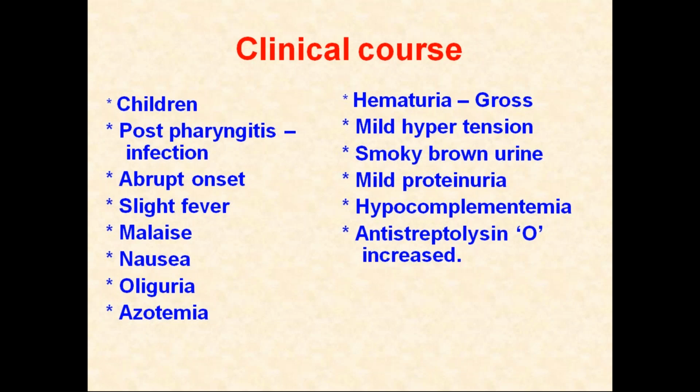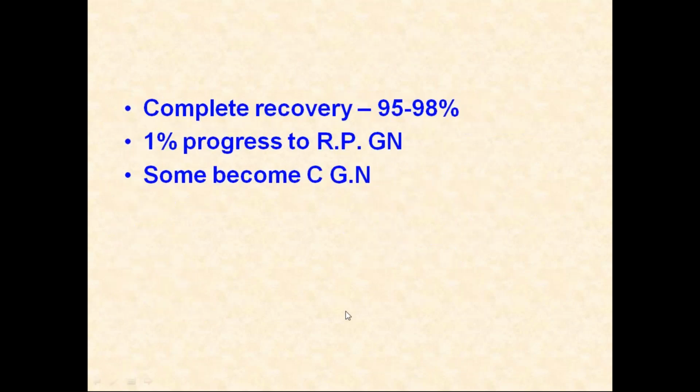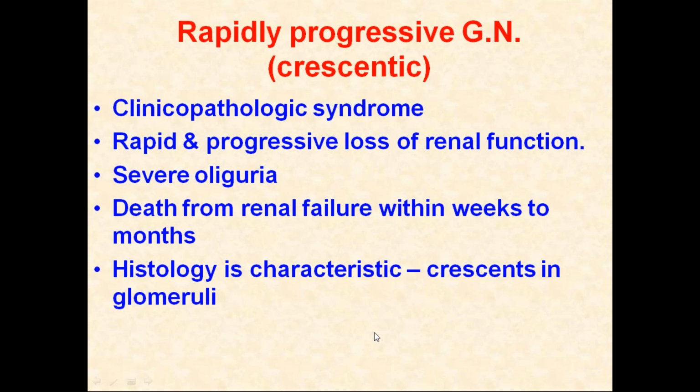Only 1% of cases progress to rapidly proliferative glomerulonephritis, which usually has a bad prognosis, and some become chronic glomerulonephritis. Now, what is rapidly proliferative glomerulonephritis? The other name is crescentic glomerulonephritis, with formation of crescents which you can appreciate in light microscopy. It is a clinico-pathological syndrome.